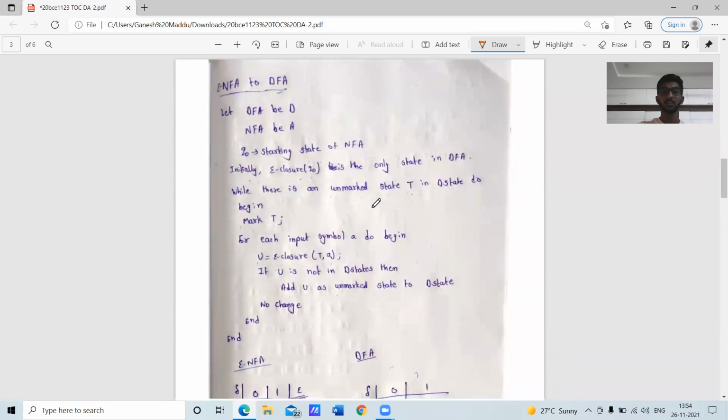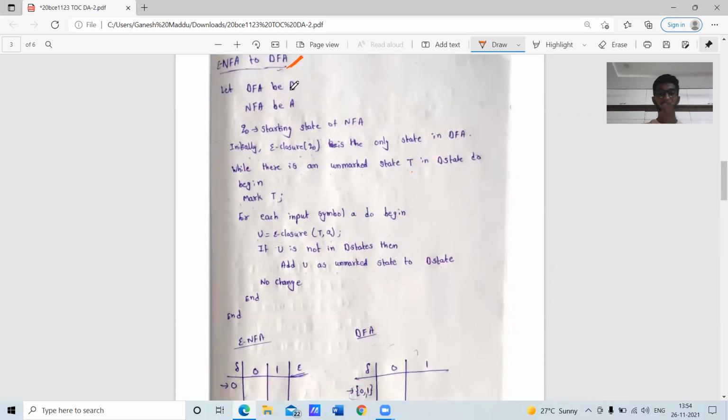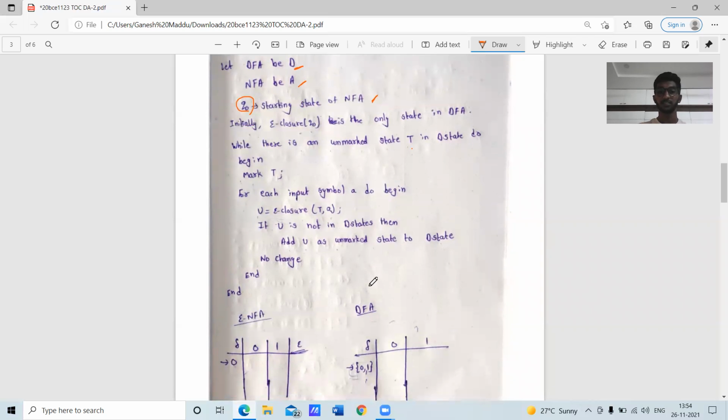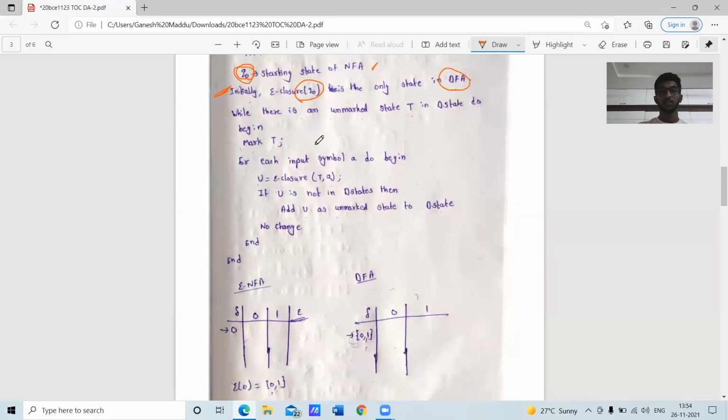Next we will see conversion of an epsilon NFA to DFA. Let us take a DFA D and an NFA N. Q0 is the starting state of NFA. Initially, there are no states in DFA. We take epsilon closure of Q0 in NFA as the first state in the DFA. This is the main point. I will briefly explain about that.